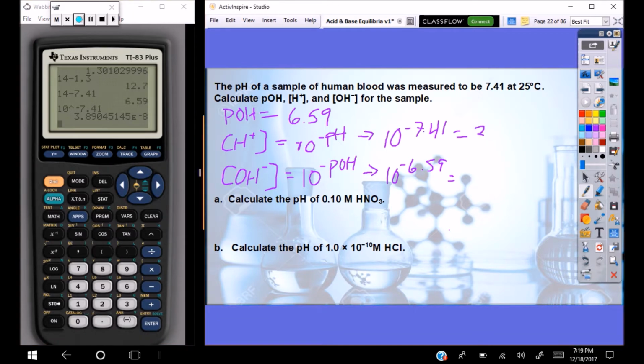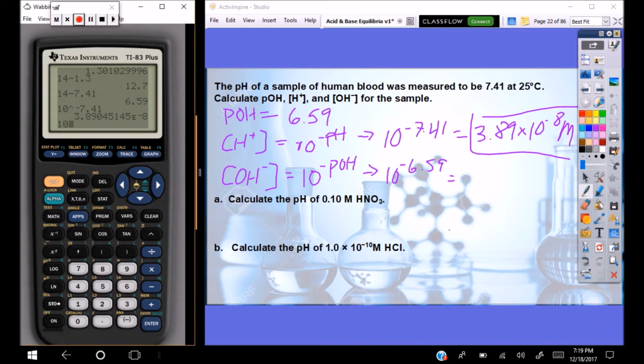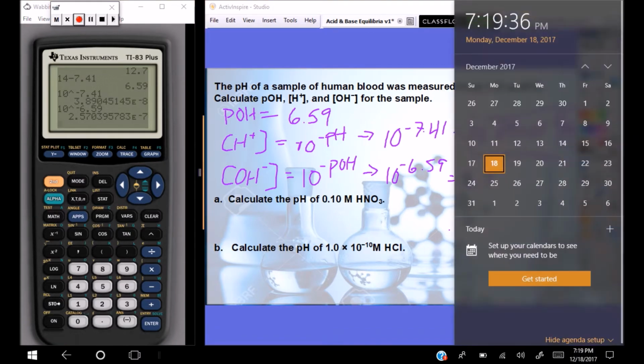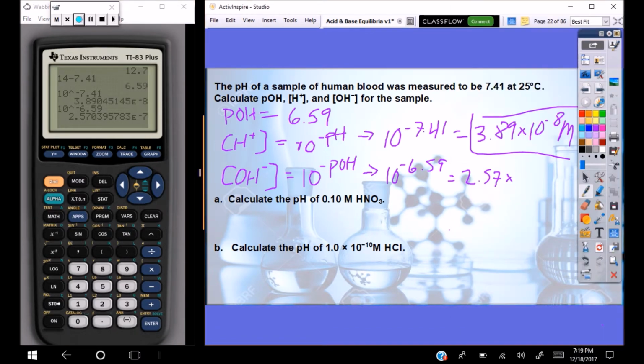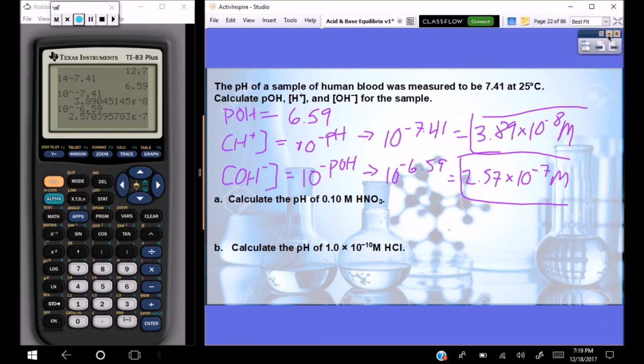So we got 3.89 times 10 to the negative 8th molar for my H plus, and for 10 raised to the negative 6.59, we got 2.57 times 10 to the negative 7th molar. All right. Go ahead and calculate the next two on your own. Pretty easy. You're given a concentration. What are my pHs? So A, nitric acid, 0.10.